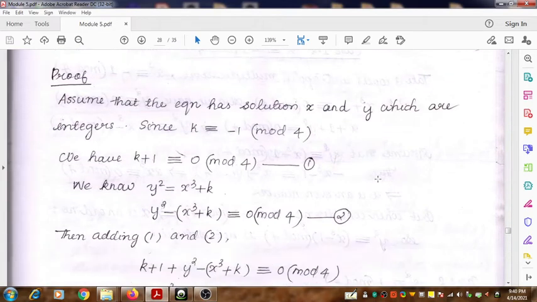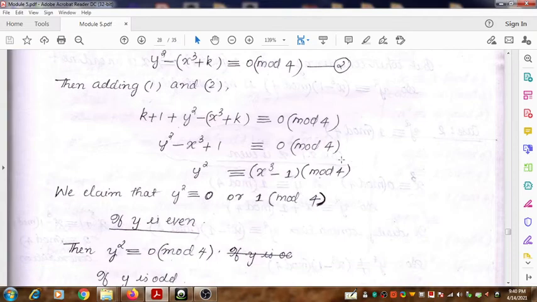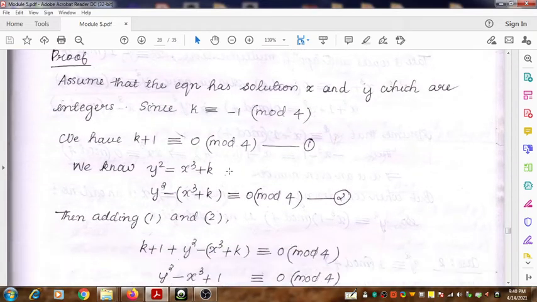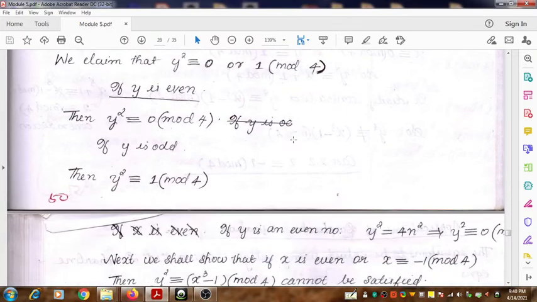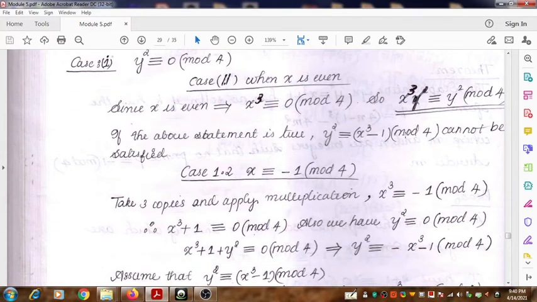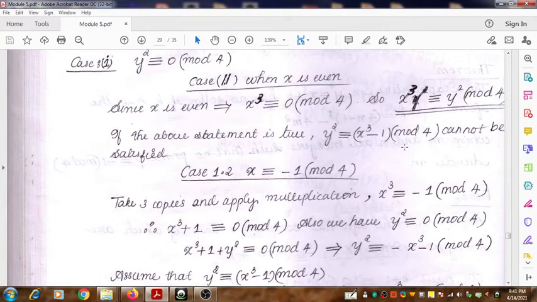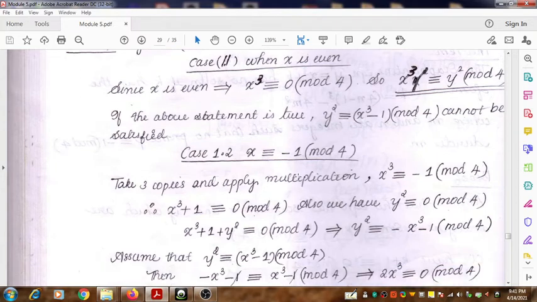How do we get that? Here we assume that there exists an integer solution. We have derived this situation based on that assumption. Then when we consider the first case, we get a contradiction for the existence of this expression. We get x cube is congruent to y square mod 4, and that contradicts the existence of the statement. In a similar way we have to show that the statement is contradicted in all the other remaining cases.